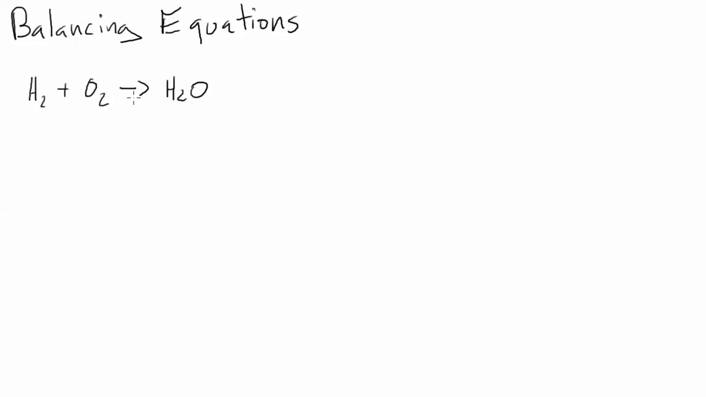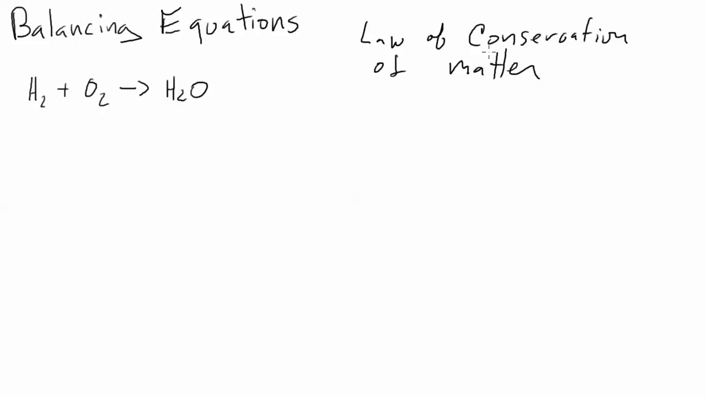So when chemical reactions occur, we have to obey what's called the law of conservation of matter. And that's a V. Basically, what the law of conservation of matter says is that in a normal chemical reaction, matter can't be created or destroyed.